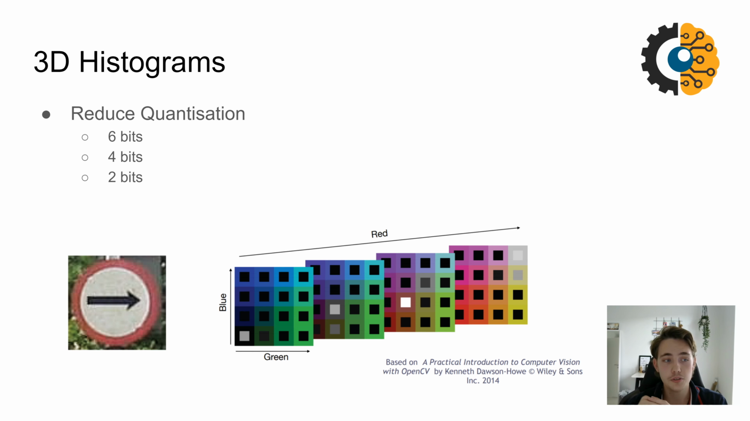We can also do this with 3D histograms where we reduce our quantization to 6, 4, and 2 bits, and we talked a bit about quantization of images in the first video. Down here we again see these 3D histograms, where we have the blue, red, and green, and then we have the different frames in the 3 dimensions.